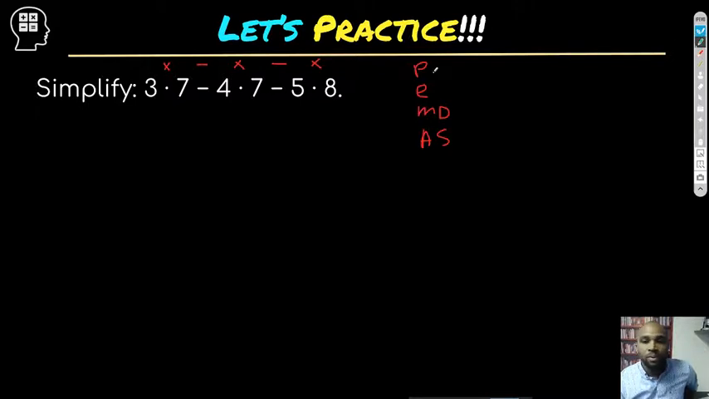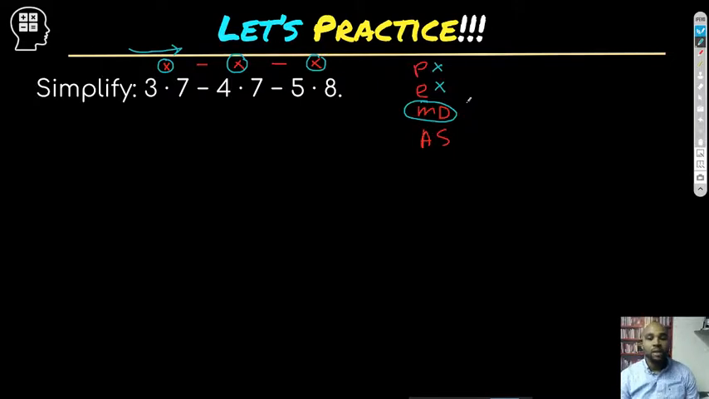Now, do I have any parentheses? Nope. Do I have any exponents? Nope, so I don't have to worry about that. Now, going from left to right, do I have any multiplication and division that pops up first? Yeah, I do got to multiply. So I'm going to do that first. Subtraction comes after multiplication and division. So I'm going to do this multiplication first.